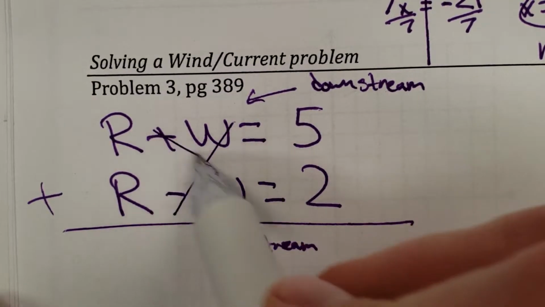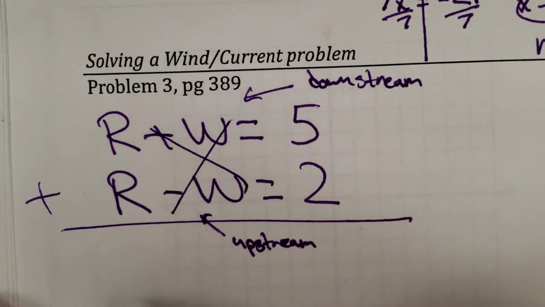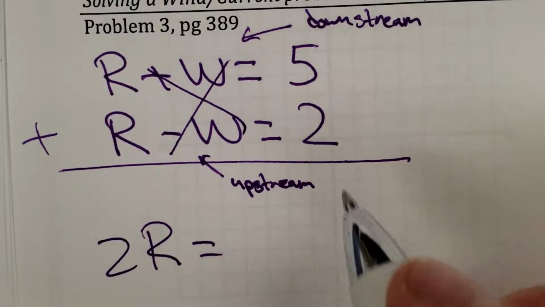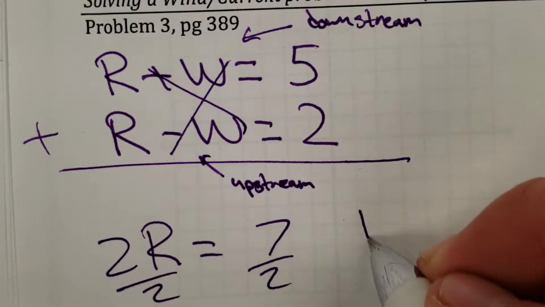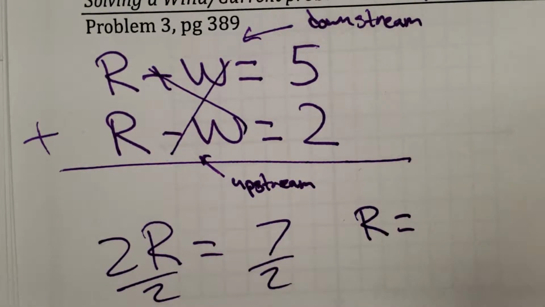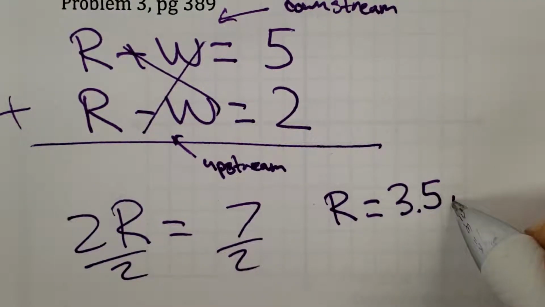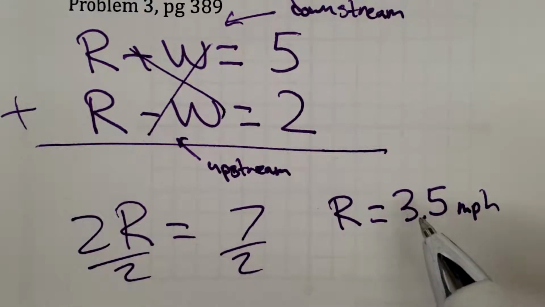So the W's would cancel. With the water, against the water, it all cancels. You'd have 2 R's left over. 2R equals 5 plus 2, which is 7. You divide by 2. So the rowing speed, the human power, you are rowing at 3.5 miles per hour. Then you would plug that number back in.